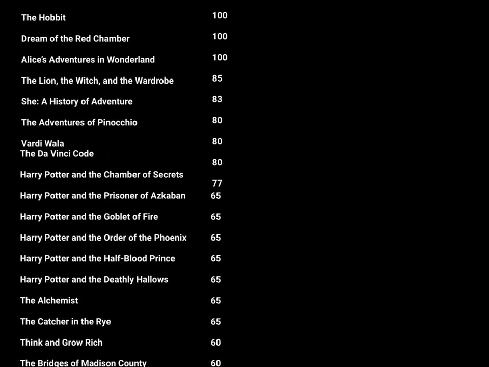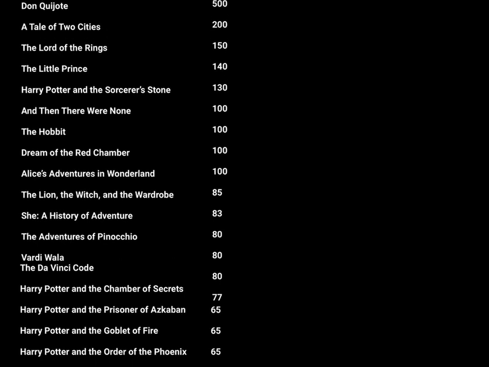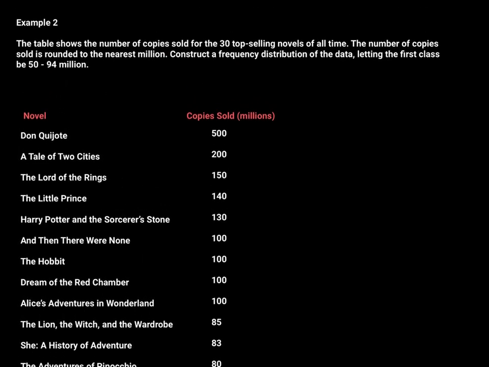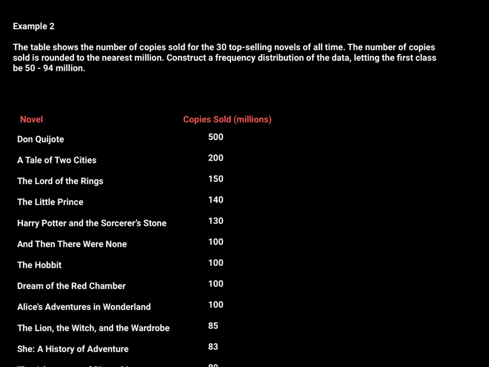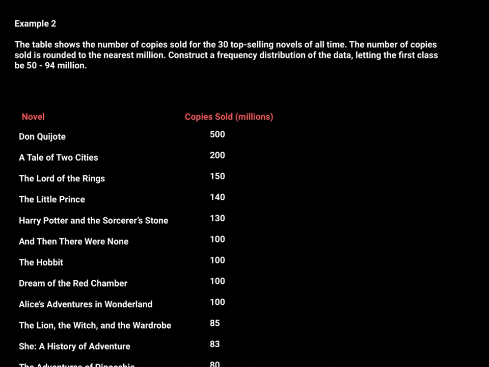Let us create a frequency distribution. Now this is important. They told us that the first class is going to be 50 to 94 million. Okay, that's the first class. Now, if the first class goes from 50 to 94, that means the second class is going to have to start at 95. Okay, 95. Therefore, the first lower class limit is 50, and the second lower class limit is 95.